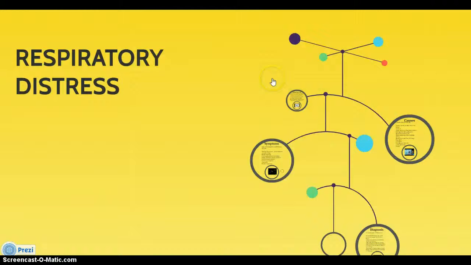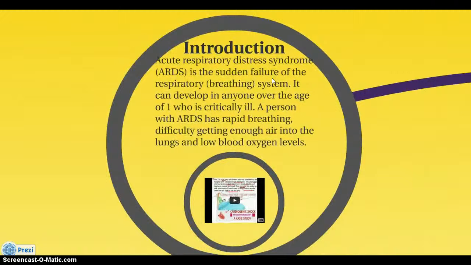Respiratory distress. Introduction. Acute respiratory distress syndrome is the sudden failure of the respiratory breathing system. It can develop in anyone over the age of 1 who is critically ill.